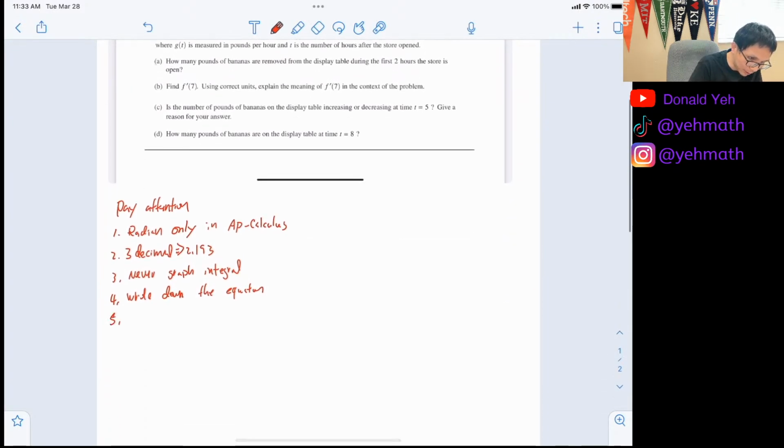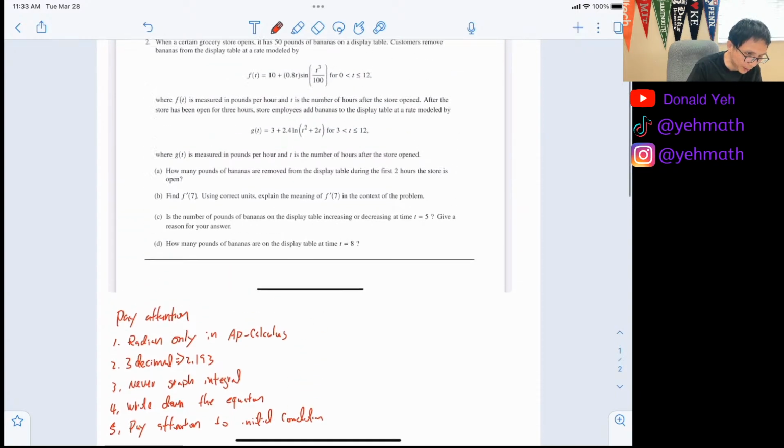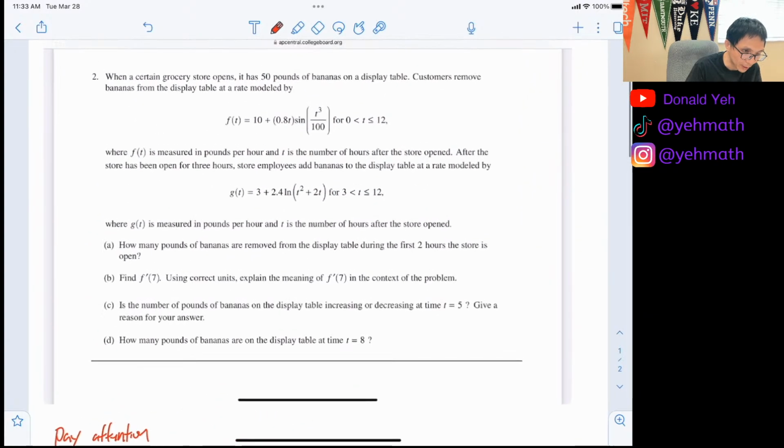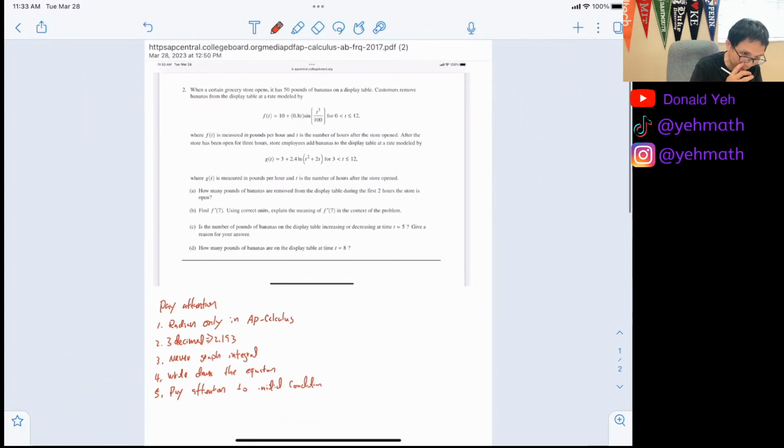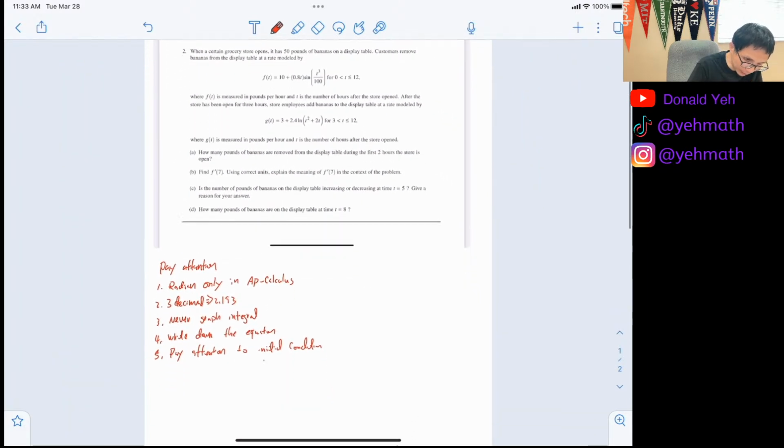Number 5. Pay attention to initial conditions. Always, you have to pay attention to initial conditions. And domain too, because this affects this particular question, you want to pay attention to domain.